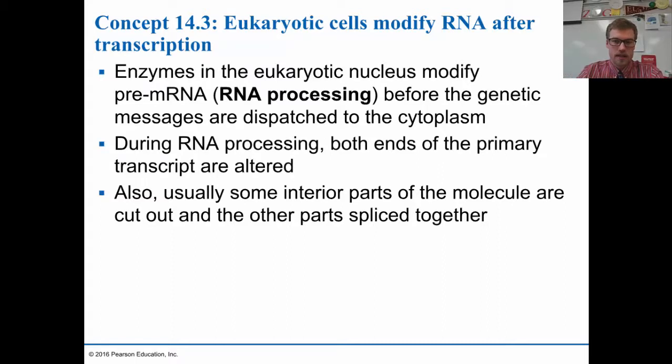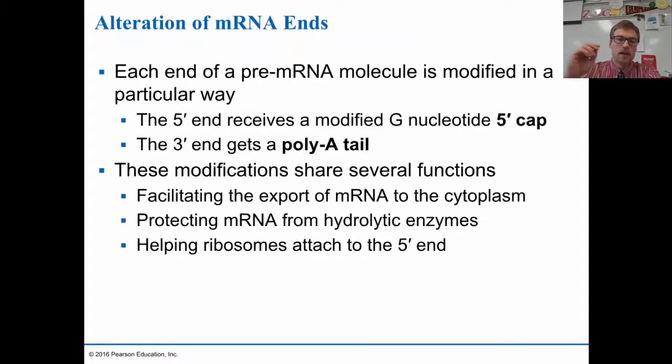Now, in eukaryotic cells, RNA is modified after transcription. This is a very important process. You want to make sure that you understand what's going on. Prokaryotes do not modify their RNA, but eukaryotes do. At each end of the pre-mRNA molecule, which is what it is called when it is first transcribed, the 5' end receives a modified G nucleotide 5' cap, and the 3' end gets a poly A tail.